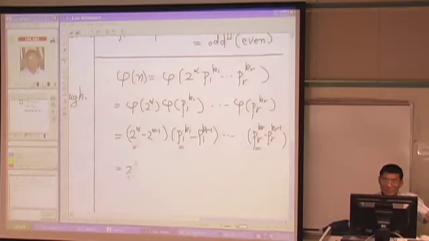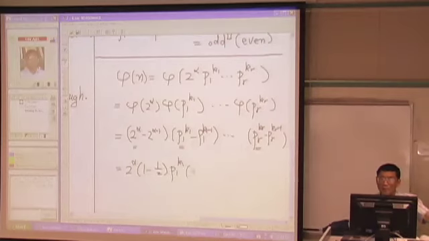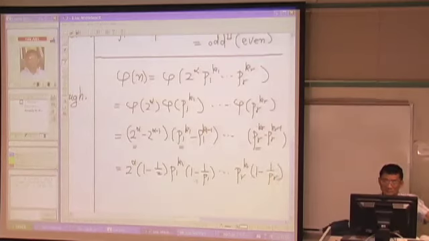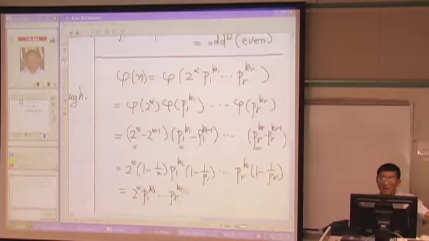Then 2 to the alpha, and what remains is 1 minus 1/2. And if we pick this number, then P1 to the power of K1, and then 1 minus 1 over P1. And then you can do the same thing to this number, PR to the KR, then 1 minus 1 over PR. Then, as you can see, we can multiply all these things together, 2 to the alpha, P1 to the K1, all the way up to PR to the KR, and then the remaining thing, right?